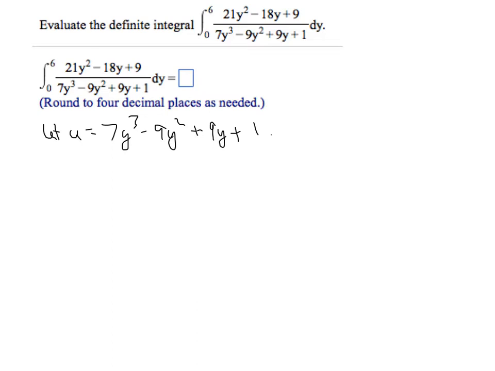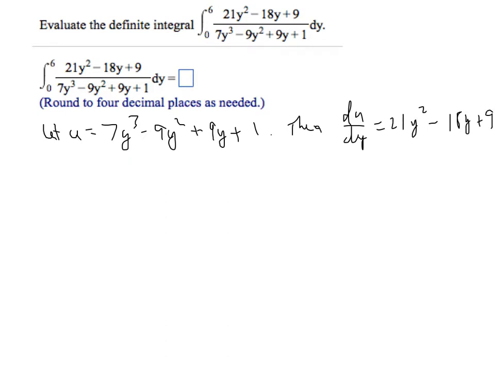So from this, we then take the derivative. The derivative is denoted du over dy. This is the derivative with respect to y for this thing. So it's always du with respect to whatever the variable is, and in this case, it's y. So this is just the normal derivative. The derivative of 7y cubed is 21y squared. The derivative of 9y squared is 18y. And the derivative of 9y is 9.